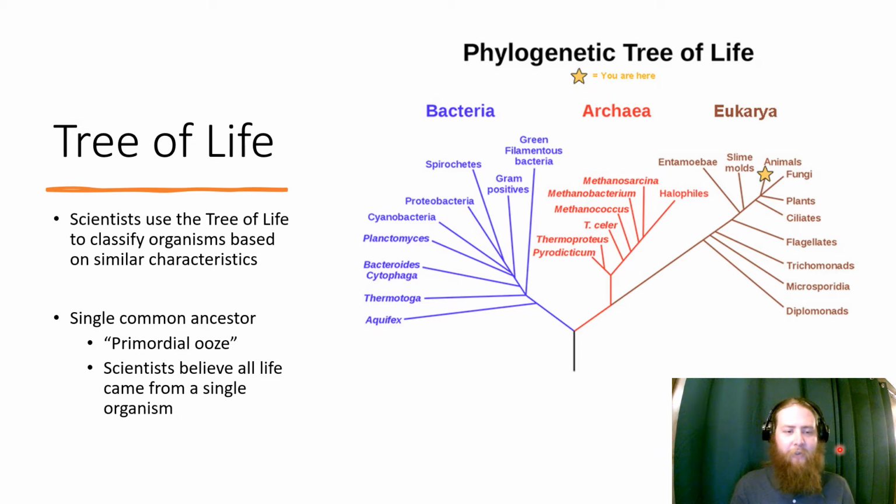Biologists believe that life comes from a single common ancestor. And before that, we had this primordial ooze or soup that eventually led to the rise of this organism that eventually differentiated into all the ones that we have now. So as you go down this tree, you're moving closer to that original organism in structure and function, what we think that thing looked like.